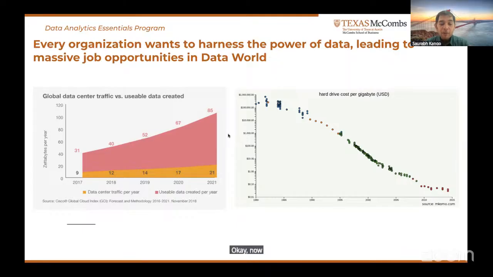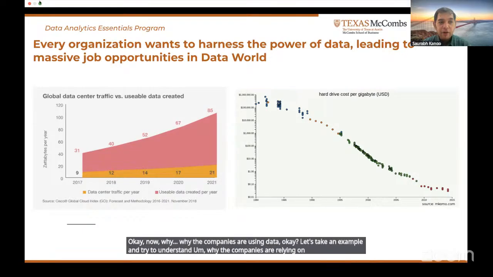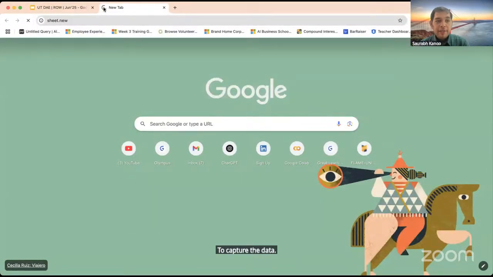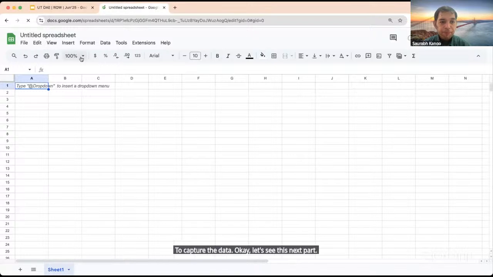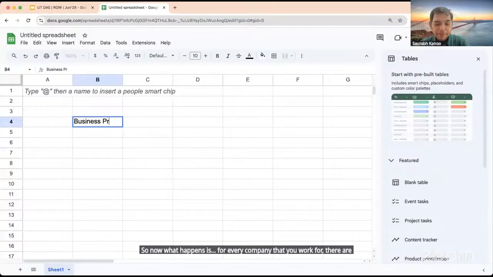Okay, now why are the companies using data? Let's take an example and try to understand why the companies are relying on data, or why these companies are investing so much to capture the data. Okay, let's see this next part. So now what happens is, for every company that you work for, there are business problems.